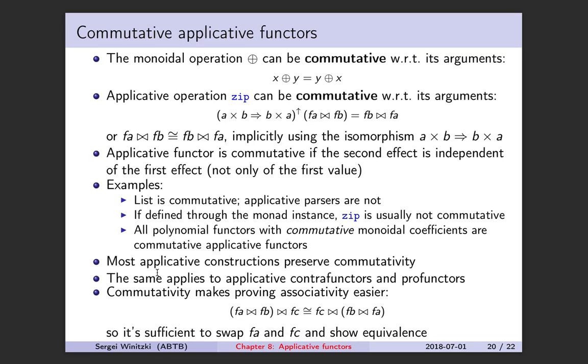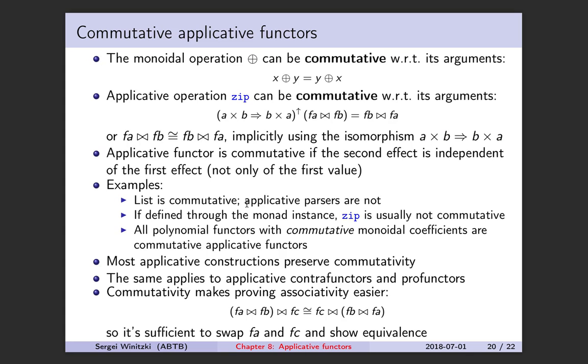I then define commutative applicative functors. This is a property of applicative functors that is similar to the property of commutativity for monoids. You can interchange FA, FB, or FB, FA, and the zip has the same result, up to the type equivalence through the isomorphism that you can just map over the F functor that interchanges the tuple parts in the type. And I comment on what it means when an applicative functor is commutative.